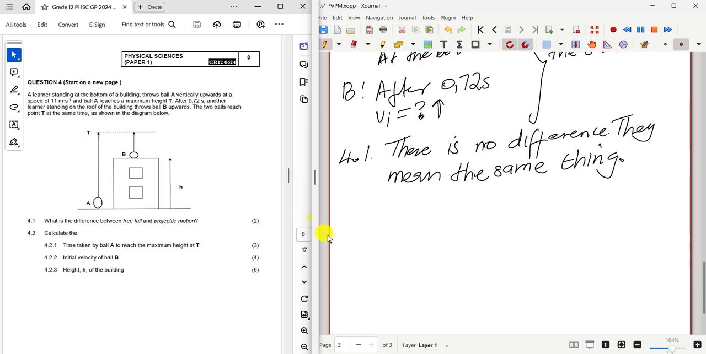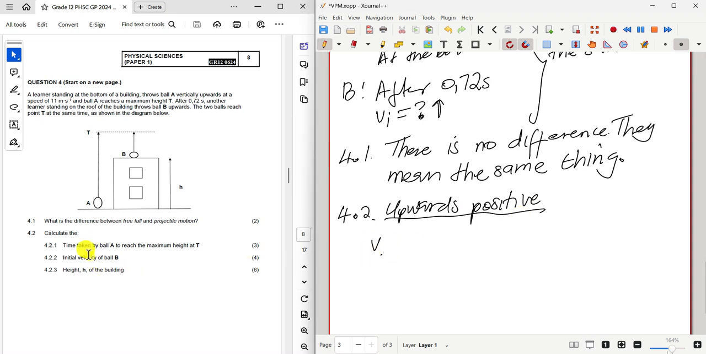Now, 4.2 says, by the way, guys, remember 1 mark, 1 minute. 4.2 says, calculate the time taken for ball A to reach the maximum height at T. So again, these are vector calculations, so we're going to say upwards is positive. We're looking for time taken.